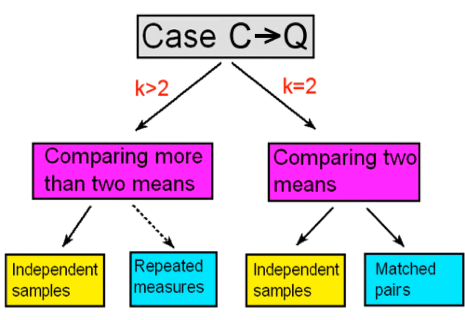It should be noted that the method, which is the matched pairs equivalent in the case of comparing more than two means, is called repeated measures, but is beyond the scope of this course.